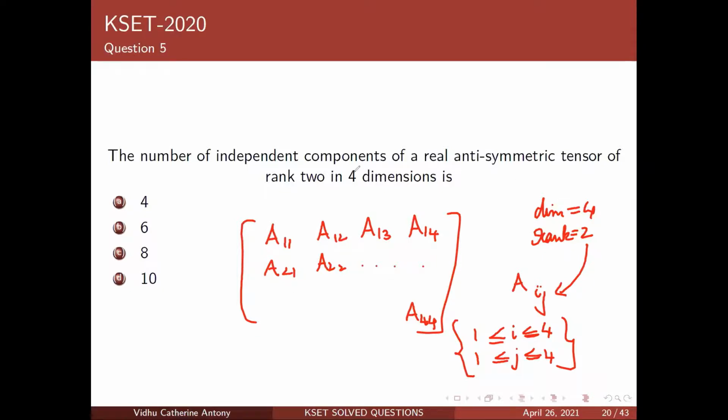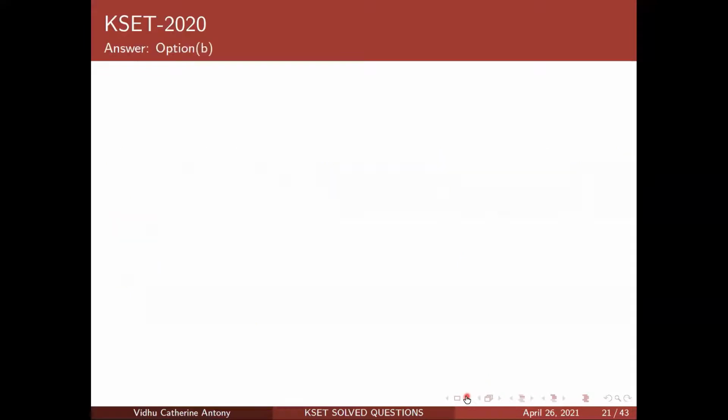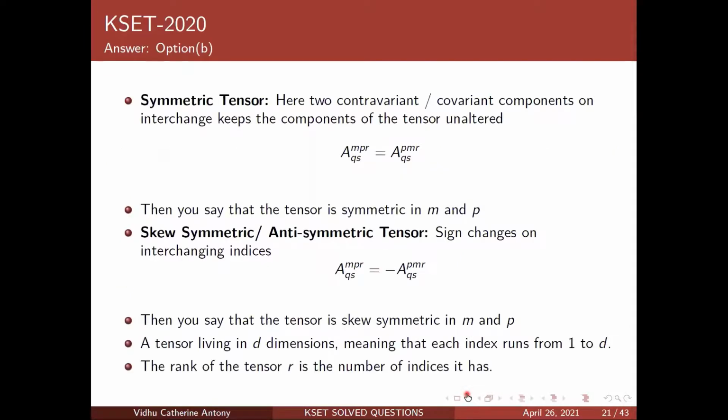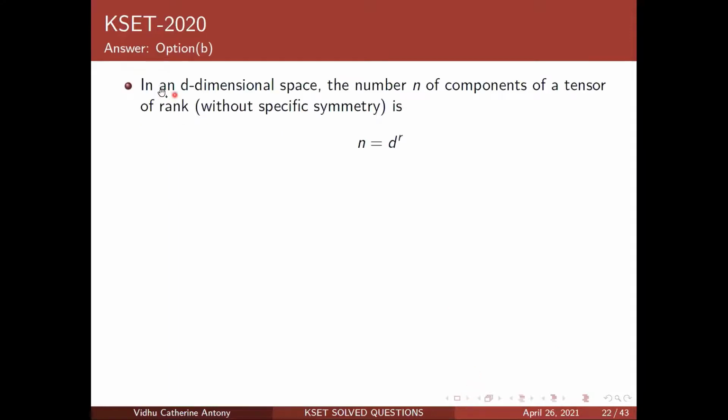So the total number of components, don't look at independent components, the total number of components would be d power r, which is 4 power 2. That's going to be 16. If you count these up, you get about 16 components. So let's go into the question and explore this a bit. In a d-dimensional space, the number of components of a tensor of rank r without specific symmetry, meaning it's neither anti-symmetric nor symmetric, is n equal to d power r. We just did that now. So we had 4 power 2, which is equal to 16 components in total.